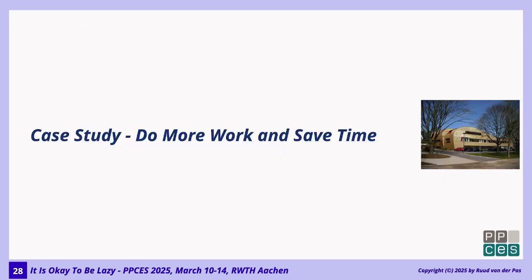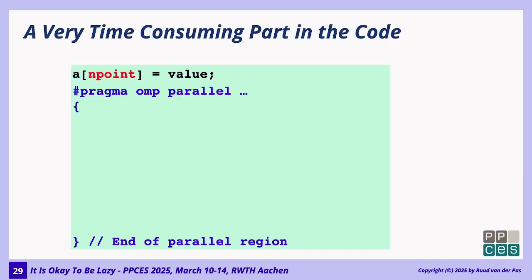So I want to show a case study: do more work and save time. That's always tricky. You initially start doing more work, then you'd better have a really good benefit in order to compensate for that additional work. But in this case, that was the case. And this is from real code. I didn't make this up.